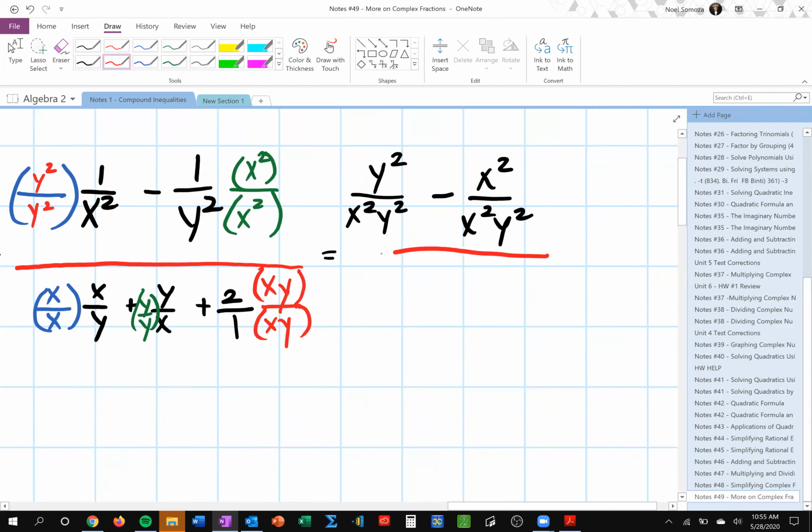Okay, all over a big fraction bar here. In my denominator, we get x times x. That's going to give us x squared over xy. Plus, now we have y squared over xy. Plus 2xy over xy.